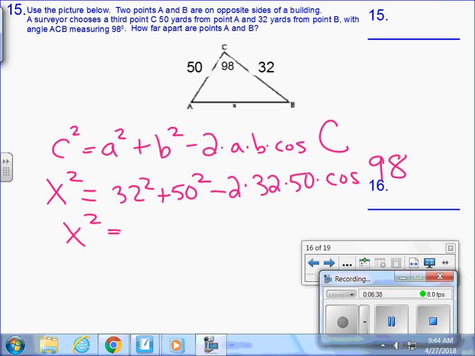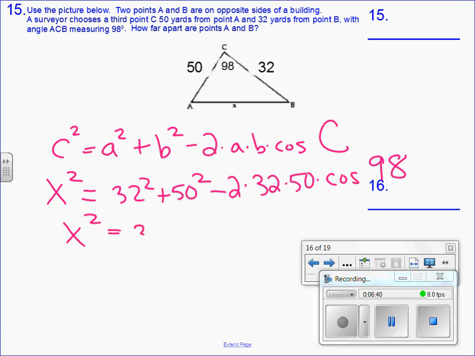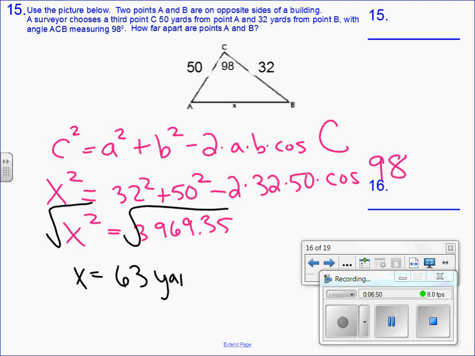I should record. So I got x squared is 3969.35, but I remembered to finish it off with the square root. So they are 63 yards apart. That's what I have on my paper, at least. Is that looking good?